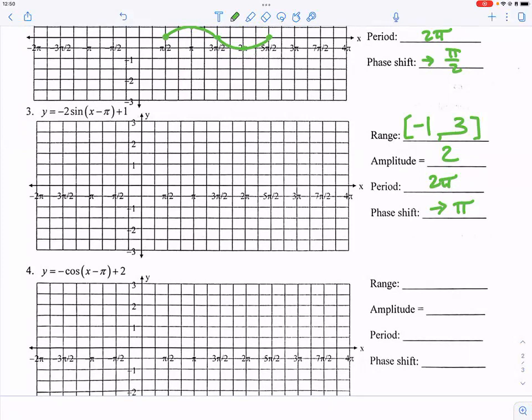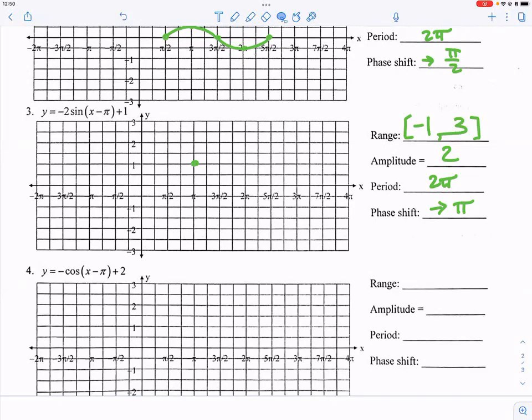Now, so what's my first point? My first point is right here, originally, but then it's being shifted to the right pi units, and then up 1 unit. And I also need to consider that this is a negative sine function. Yes. Well, we care about the negative because it's the reflection, but the reflection does not alter the range. So that's why we didn't talk about the minus as we discussed the range.